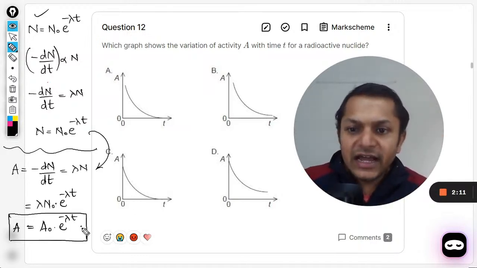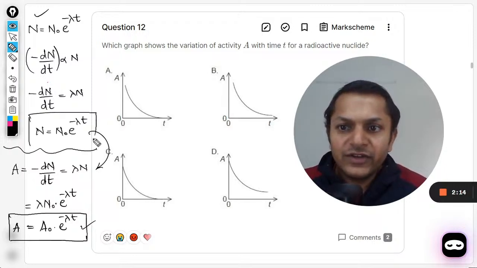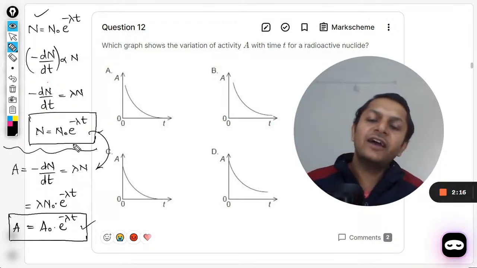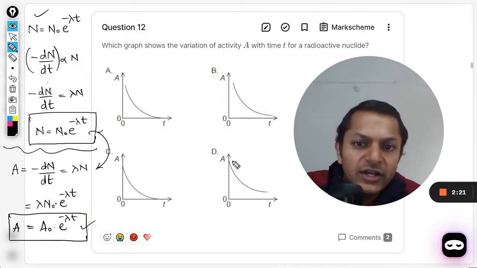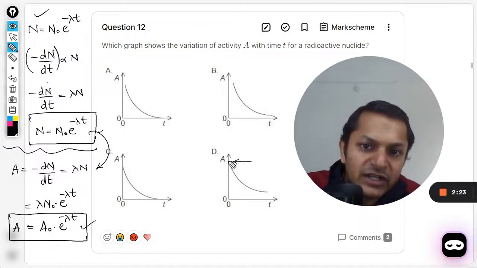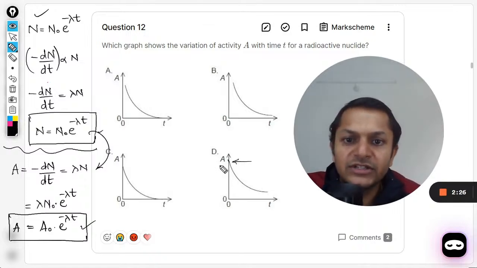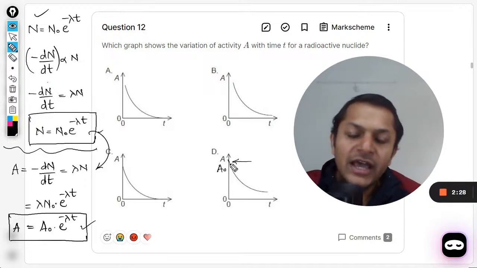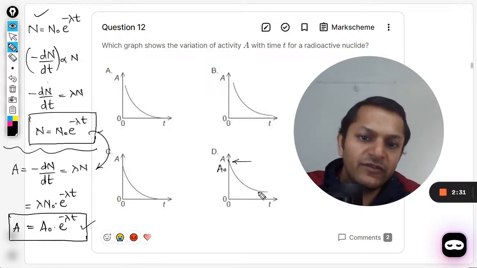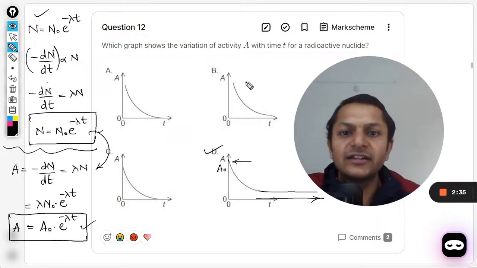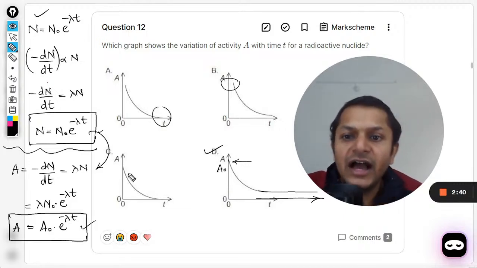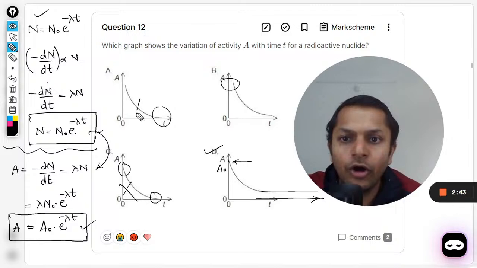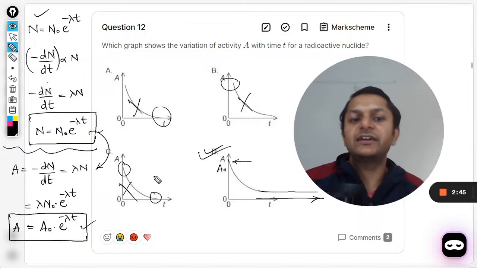You can see that both this and the radioactive decay law have exponential variation. So D should be the correct answer. Why? Because it will touch the y-axis at a certain point, which is the initial point, A naught, and it moves according to the exponential behavior and creates an asymptote here. So D is clearly the correct answer. In this case, the y-axis is not touched. In this case, the x-axis is touched. And in this case, both of them are touched. So all three are wrong, and D is the correct answer.